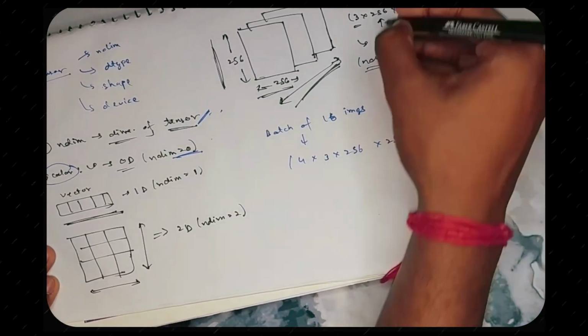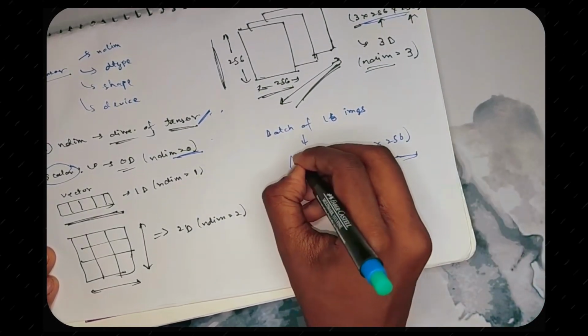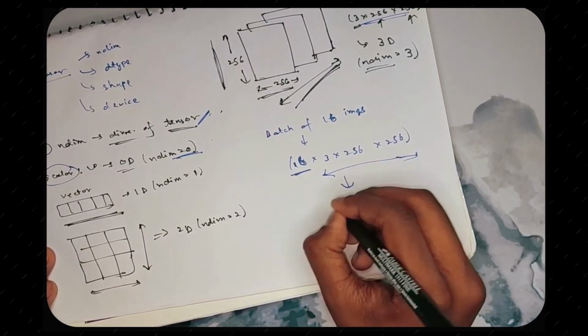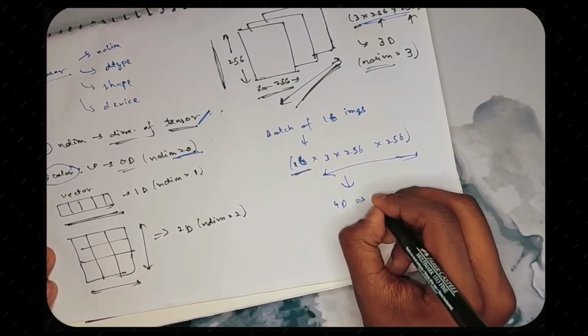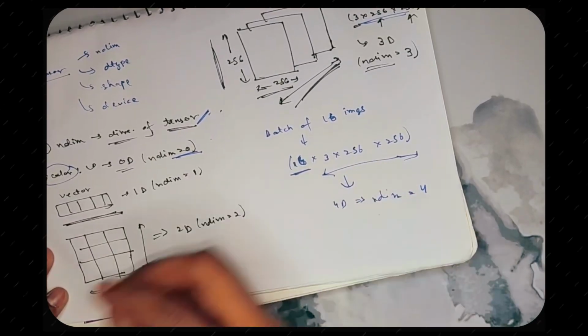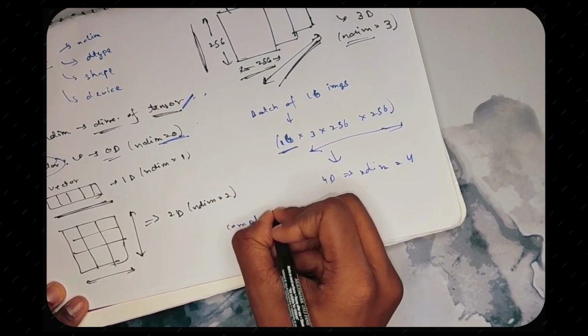Then its shape will be nothing but 4 cross 3 cross 256 cross 256. So this is one image, and like that we have 16 images. So this is nothing but 4-dimensional data. So its n dim is 4.